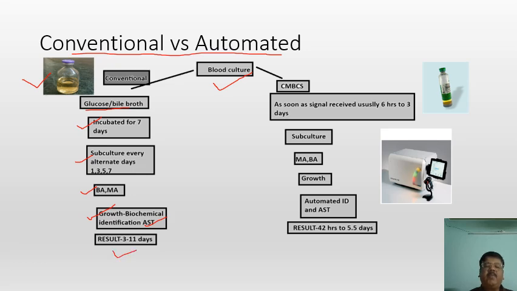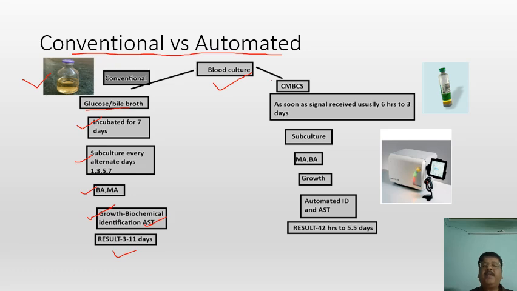The result can be obtained within 3 to 11 days. So there is so much manual interference. Repeatedly we have to open the bottle, and there are chances of contamination. Turnaround time is 3 to 11 days, which is much more.